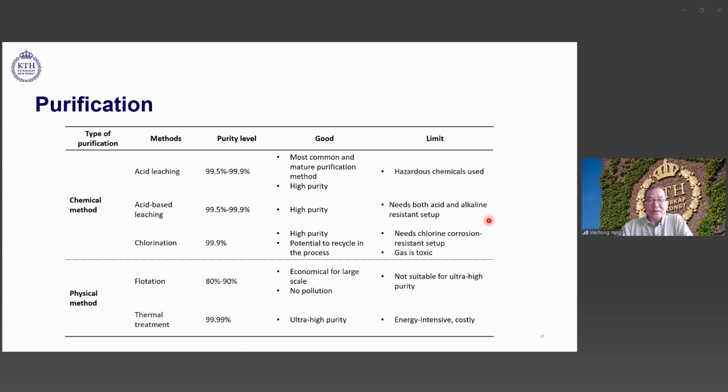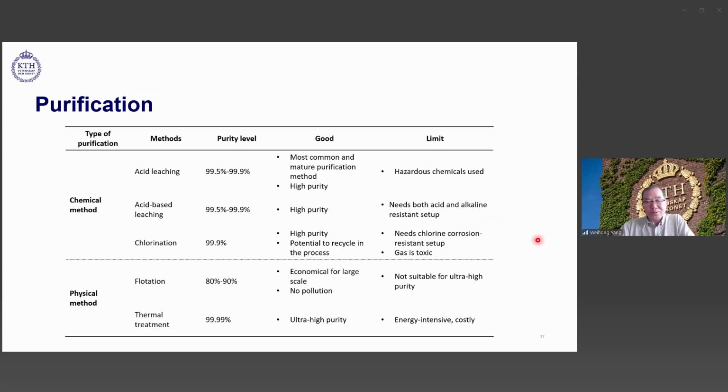Basically, you have leaching, acid-based leaching, and chlorination. You can get 99.99% carbon, and most of them are quite good. The limit is basically the hazardous materials, either from the chemicals or from the chlorination, the chlorine producing off-gases and toxins. Basically, these are environmental problems, and we have to be careful on this one.